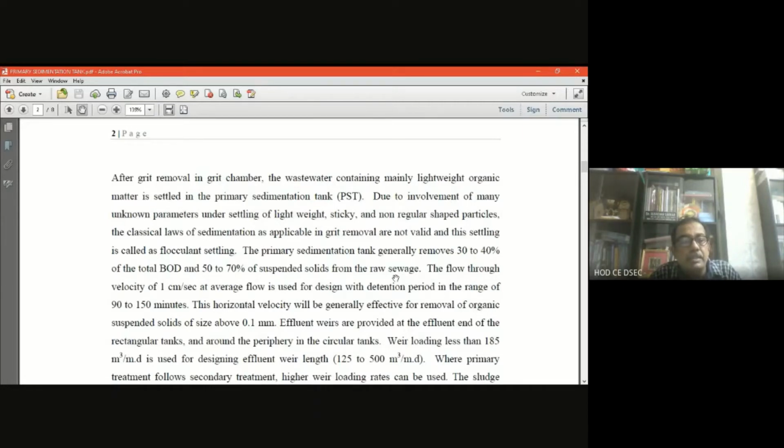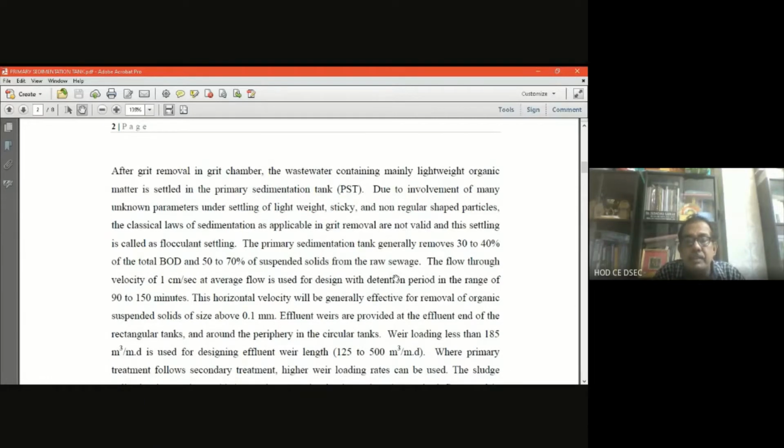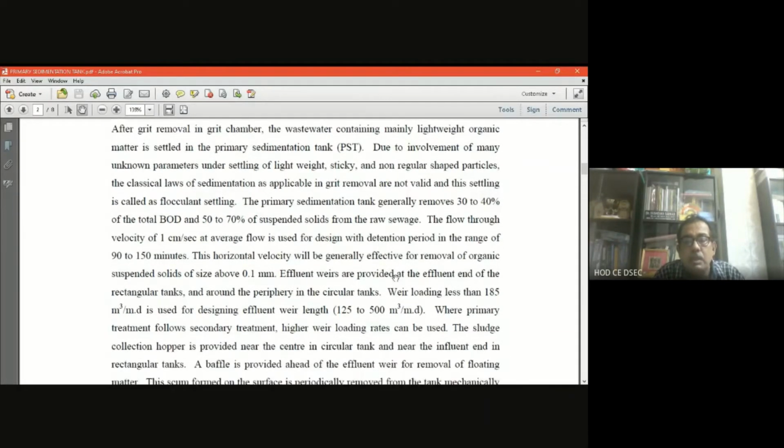So this is the design philosophy, what the detention time is and what the horizontal velocity is, being considered for removing suspended solid particles above 0.1 millimeter size. And the effluent weirs are also provided in the effluent zone.